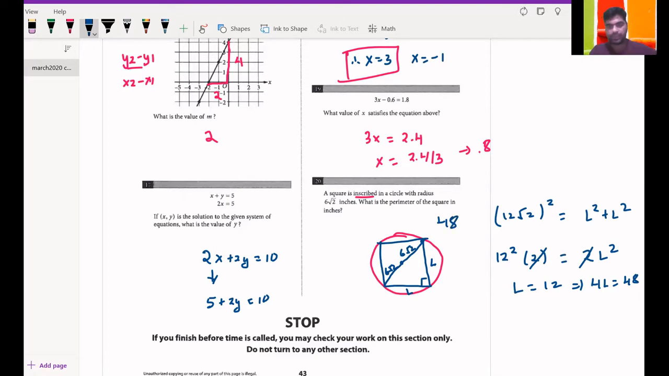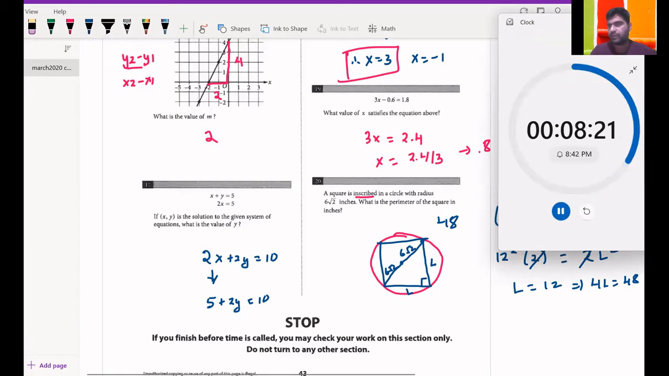Okay, guys, let's check our time. We were supposed to do it in 25 minutes. We were able to do it in less than 20 minutes. Next, we'll see how to do the CALC section within 55 minutes, and we'll see how fast we can do it.